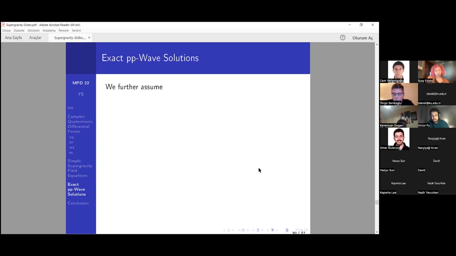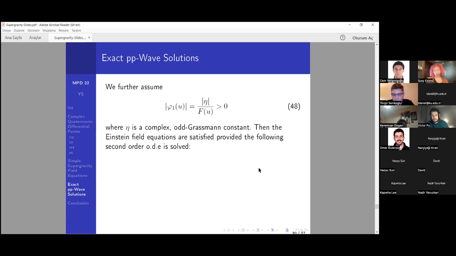When we do the polar decomposition and make this assumption, where eta is a complex odd Grassmann constant, the Einstein equations are satisfied provided the following second order differential equation is solved, which binds the metric functions and the gravitino.